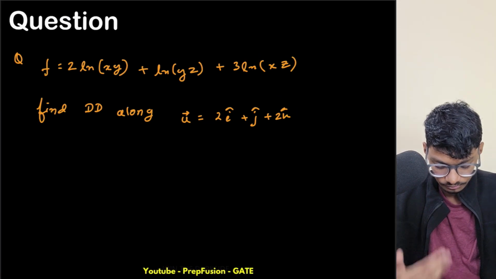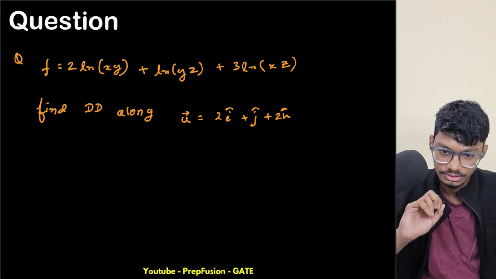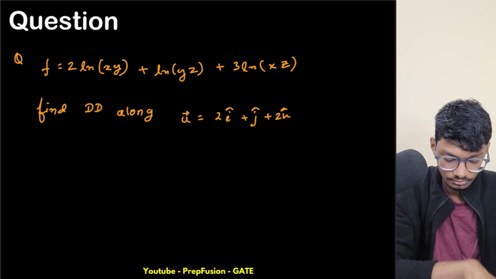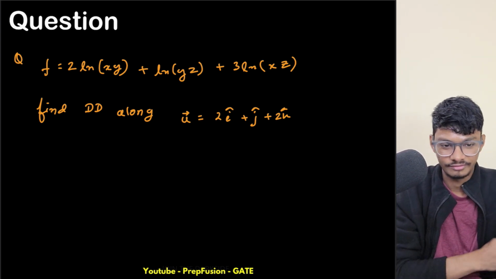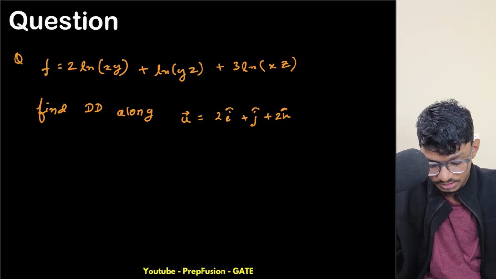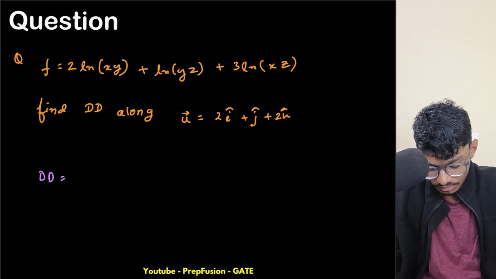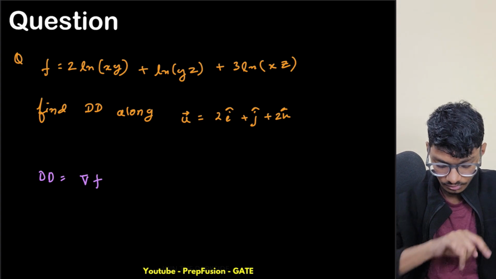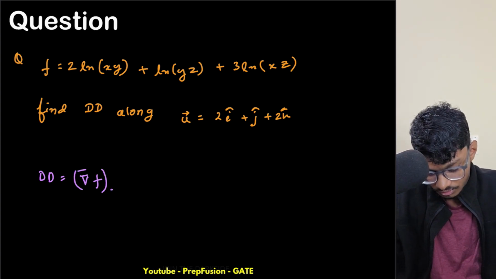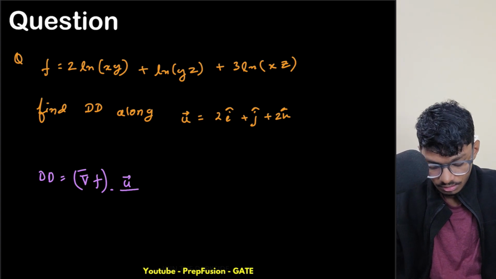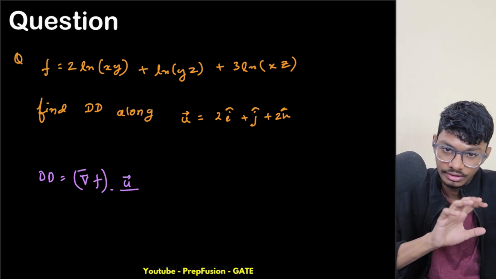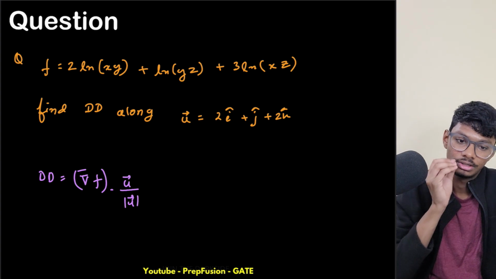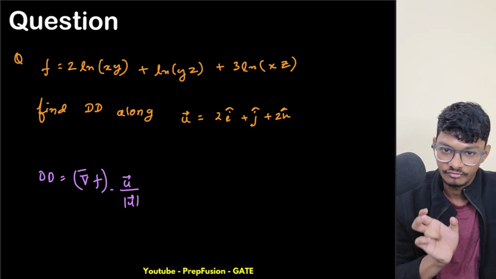Now let's solve this question. So what is this question? This question is simply that you have to find the directional derivative along a vector of this function, a very standard question. So what is the value of the directional derivative? The directional derivative is simply equal to: first you have to find del of f, then you have to dot product it with the unit vector along this direction, so you have to divide by the magnitude as well. And this is the value of the directional derivative of this f along that direction.